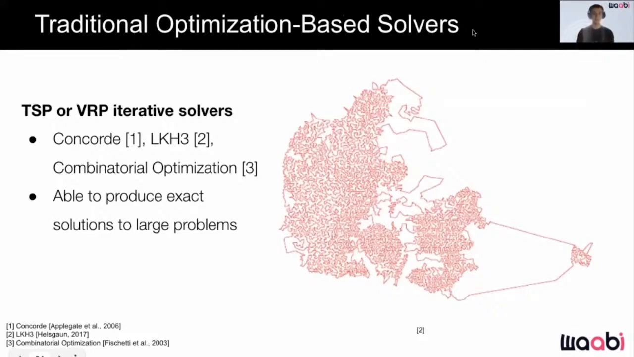These solvers are able to consistently determine the exact optimal solution to relatively large problems, as seen in the case of Concorde or LKH3. However, they scale poorly relative to the size of the problem, and therefore tend to be only used in an offline setting.